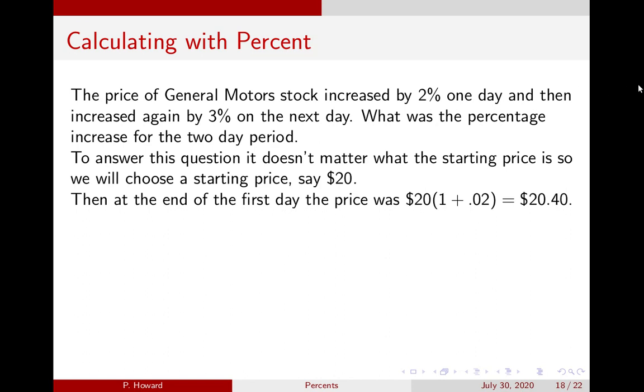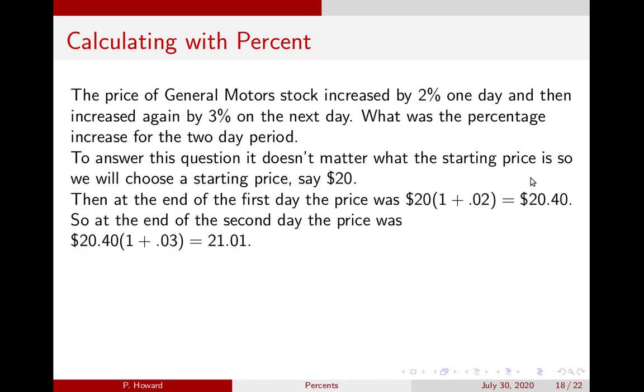Okay, for the second day, the beginning value is $20.40. In the second day, the price increase was 3%, so we multiply $20.40 by 1 plus 0.03. The ending price was $21.01.